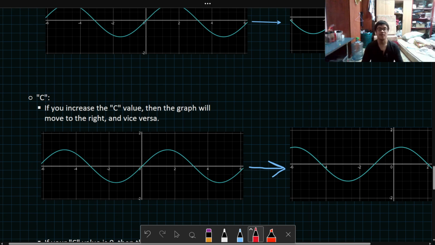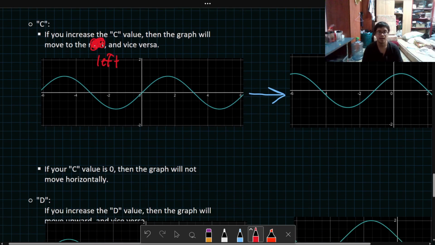Then for C, which is basically the partner of Bx. Here, if you increase the value of C, it will move to the left. It's left, not right. It's left. And vice versa.